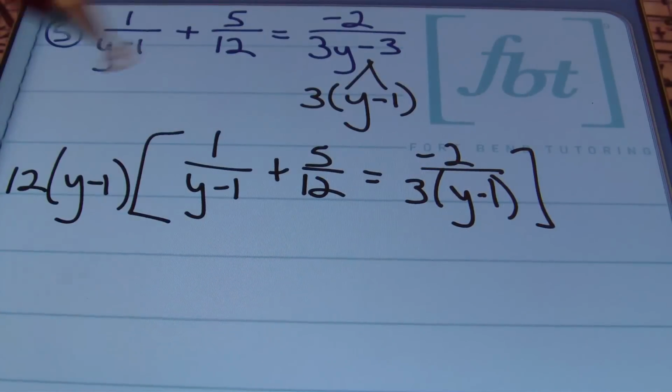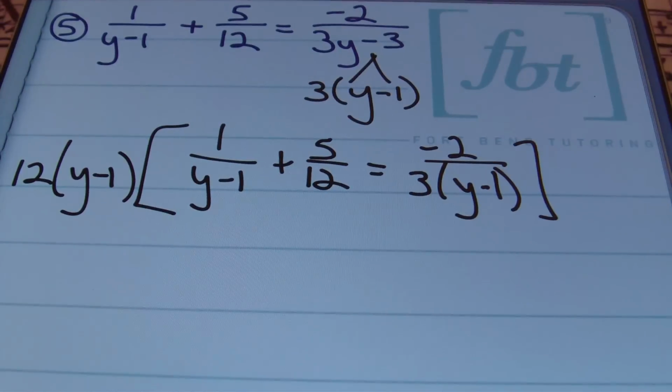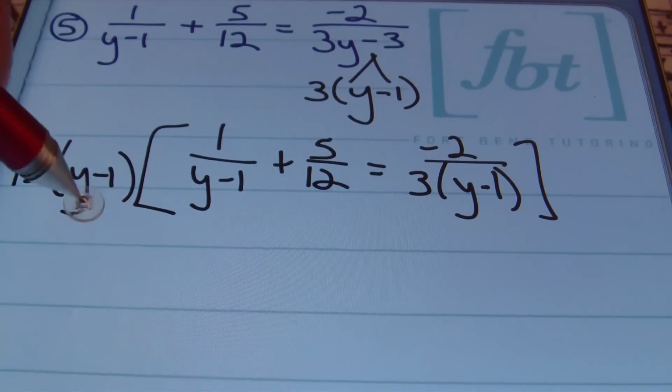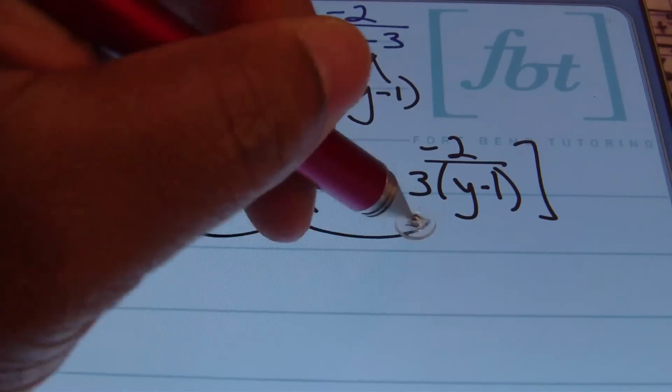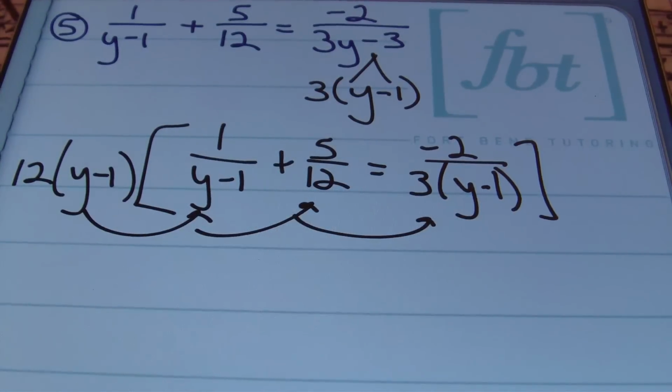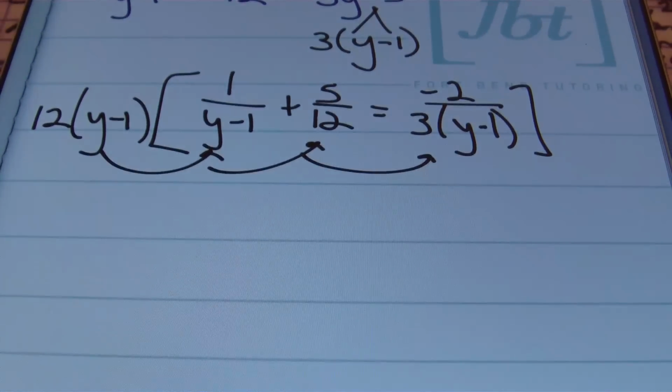All right, so this is to show that my LCD of 12 times y minus 1 will multiply times each and every term in the equation. Normally, to be honest with you, I would show that I'm multiplying this 12 times y minus 1 times each and every term individually, but since I'm short on space here, I'm just going to condense it this way. So we're going to get our arrows popping here, okay? I'm going to multiply each and every term times the LCD of 12 times y minus 1. So this is what's going to happen here.